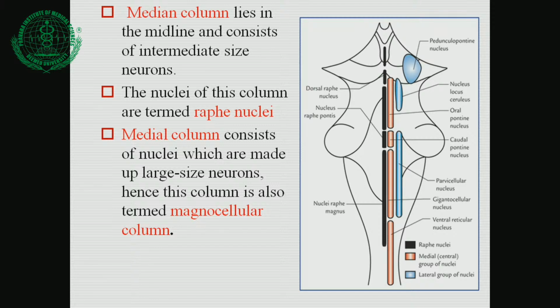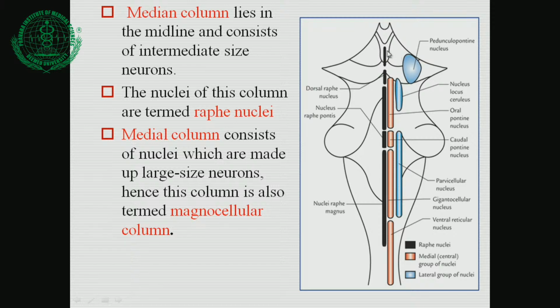And these nuclei are known as the Raphe nuclei. The medial column consists of large sized neurons, hence this column is also termed the magnocellular column. This is the magnocellular column, and here are the Raphe nuclei, and this one is the lateral column known as the parvicellular column, as the cells are small in size.